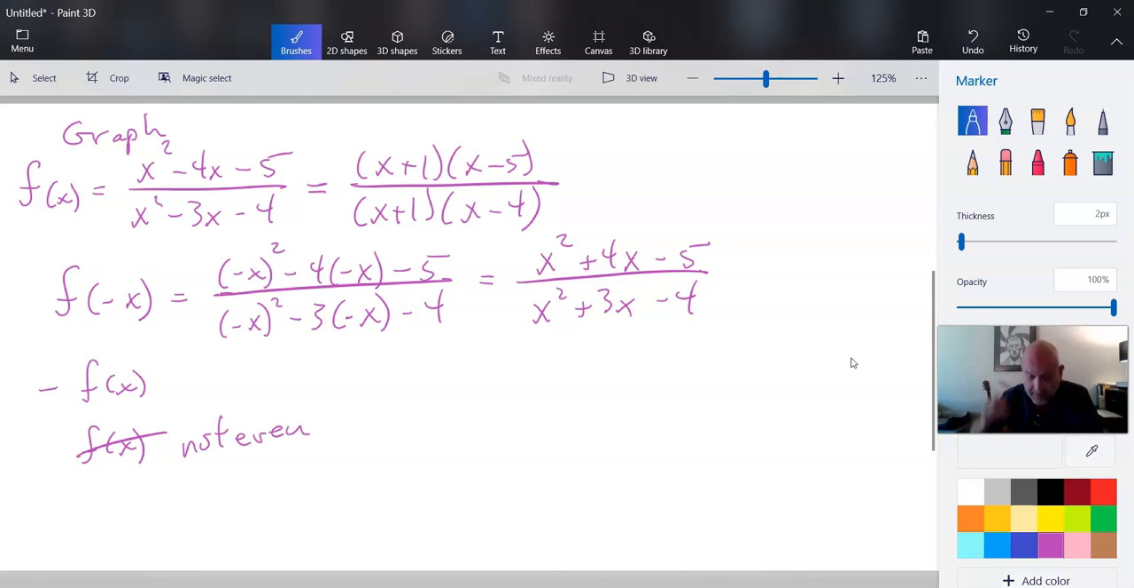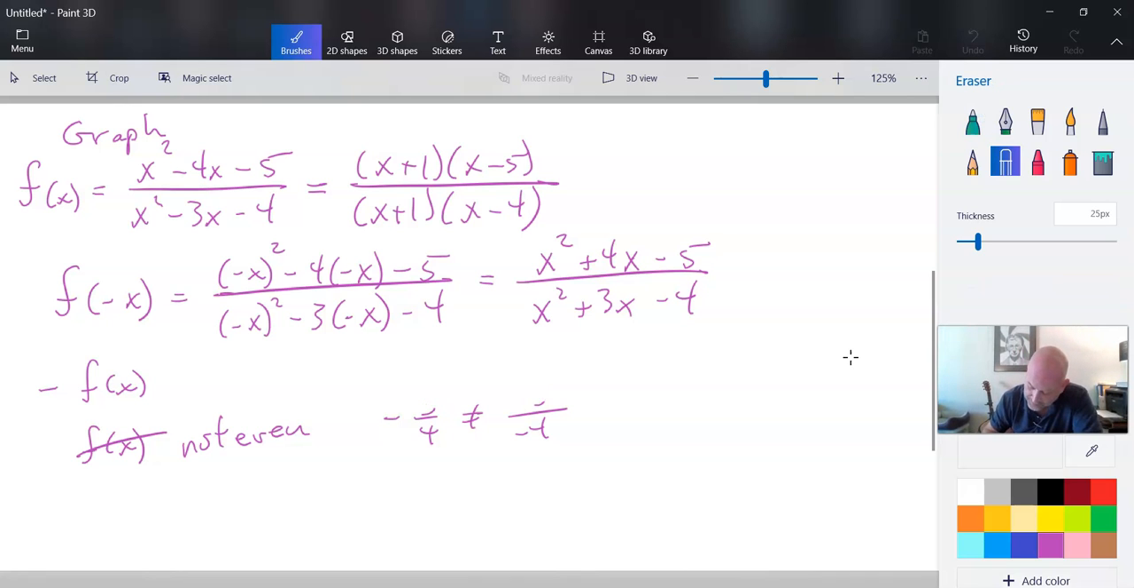Now, if it were odd, you have to be a little careful here because remember with fractions, negative 3/4 is not the same as negative 3 divided by negative 4. Because negative 3 divided by negative 4 is positive 3/4. So you only get to apply that negative to either the top or the bottom, but not both. Same thing happens with functions, right?